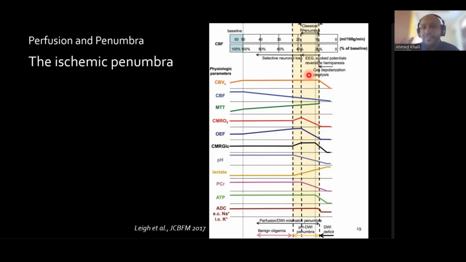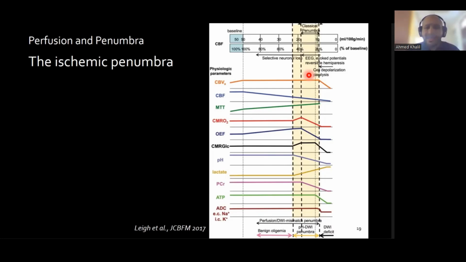But it is potentially salvageable. So this dysfunction is reversible. That's the core characteristic of the ischemic penumbra: if the ischemia is resolved, then that tissue has the potential to go back to being normally functioning brain tissue. The controversy or the complications come, I think, when we try to operationalize the penumbra. We have no way of directly, non-invasively measuring the penumbra itself in humans.